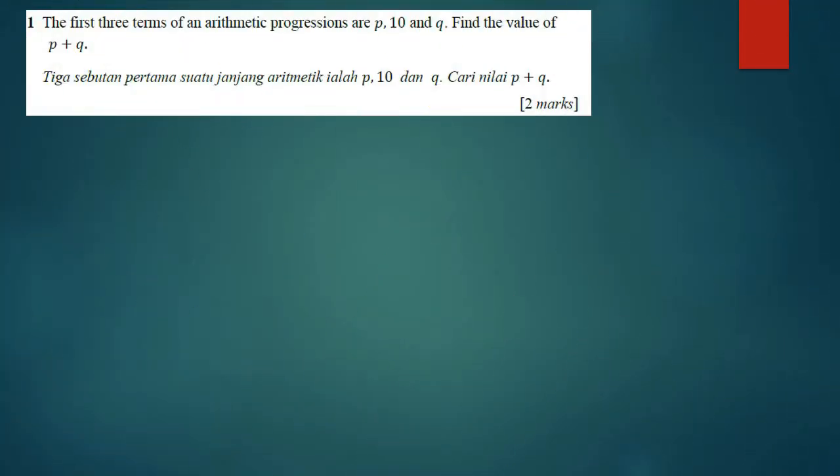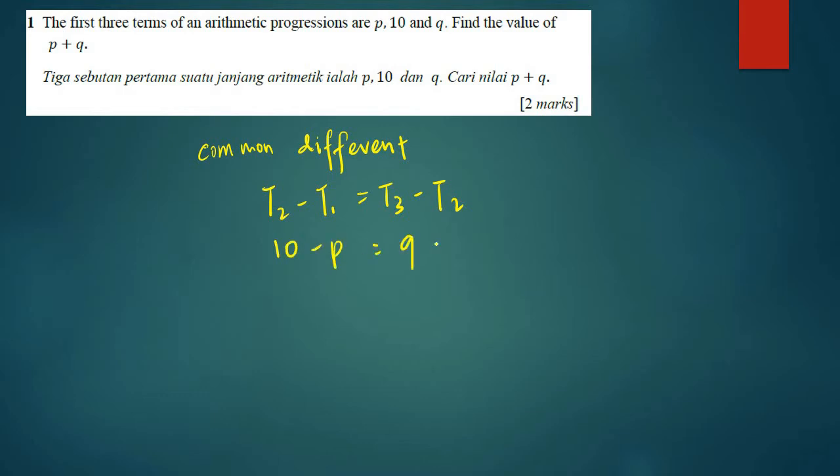The first three terms of an arithmetic progression are P, 10, and Q. Find the value of P plus Q. If it is an arithmetic progression, we will use the common difference. The common difference is T2 minus T1. Second term minus first term equals third term minus second term. So 10 minus P equals Q minus 10. So how to get P plus Q? Simplify: 20 equals P plus Q. Done.